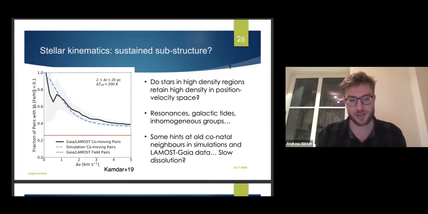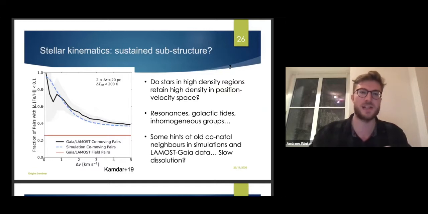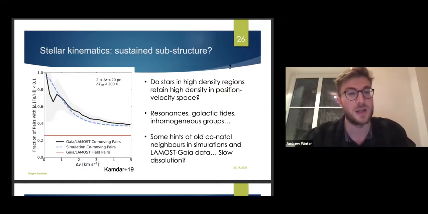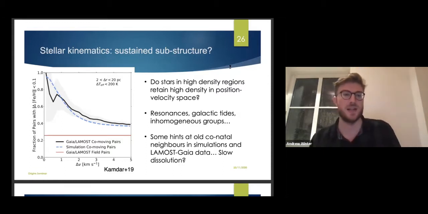And they predicted that some of those persist going through a realistic galactic potential, although there are limitations, of course, in the granularity and star formation physics. But they predicted that some of these co-moving pairs persist for several giga years.